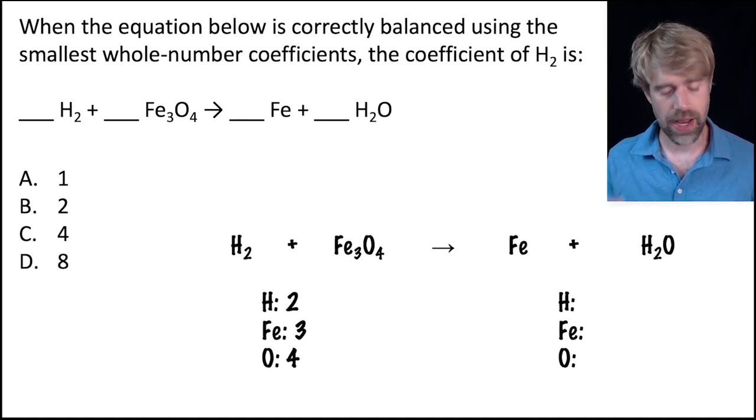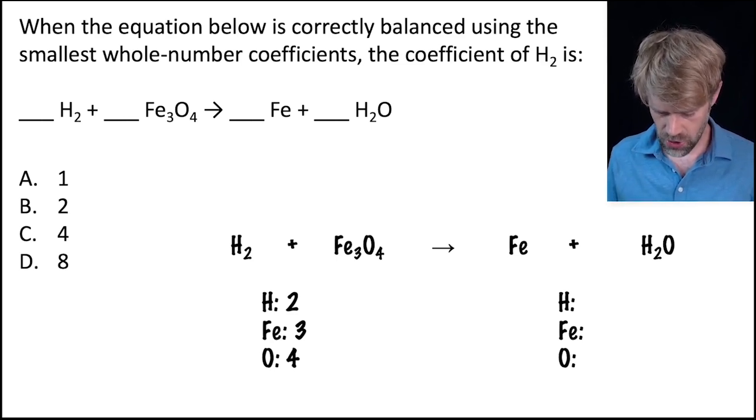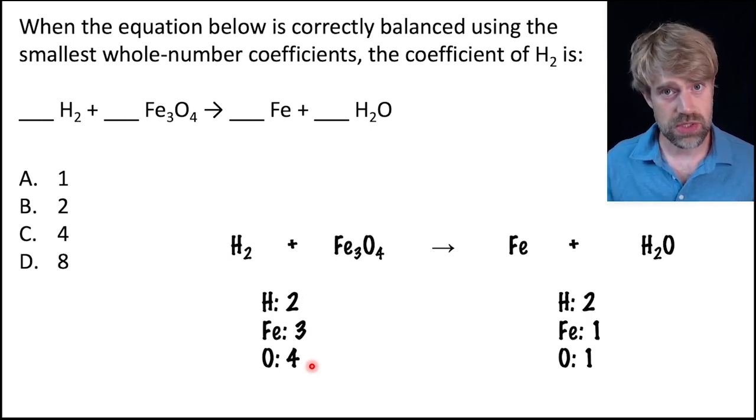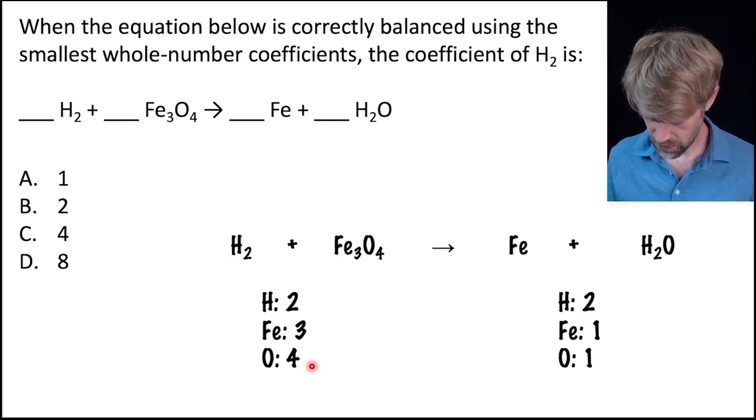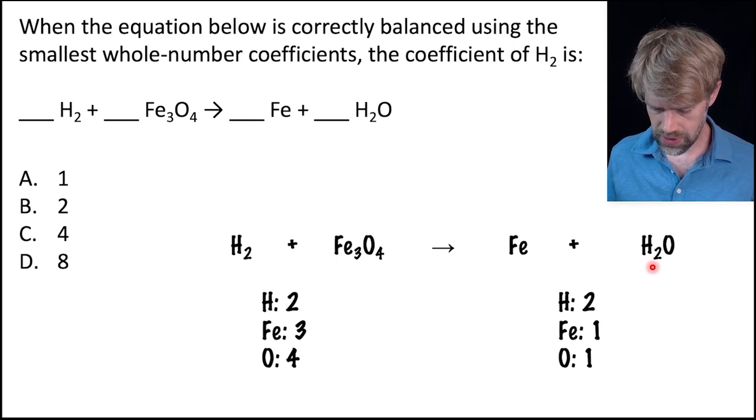On the left side, what do we have? We have 2 hydrogen, H2. We have 3 iron, that's Fe. And we have O4, 4 oxygen. And on the right side, we have 2 hydrogen, H2. We have 1 iron, and we have 1 oxygen.